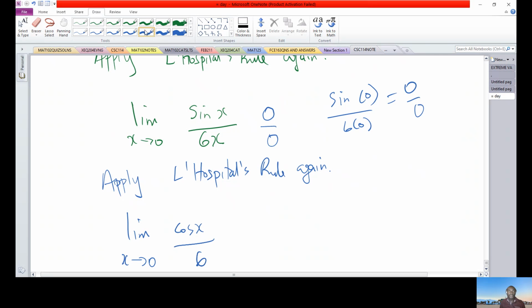Now, direct substitution at this stage will have cos of 0 over 6. Cos of 0 is given by 1, then 6. So therefore, this limit will be 1 over 6. So we'll stop at that point.